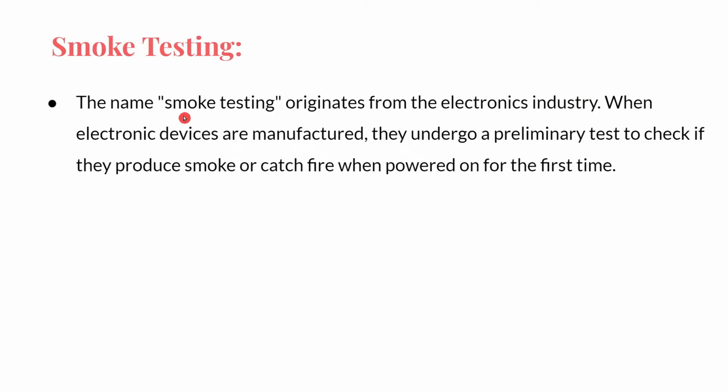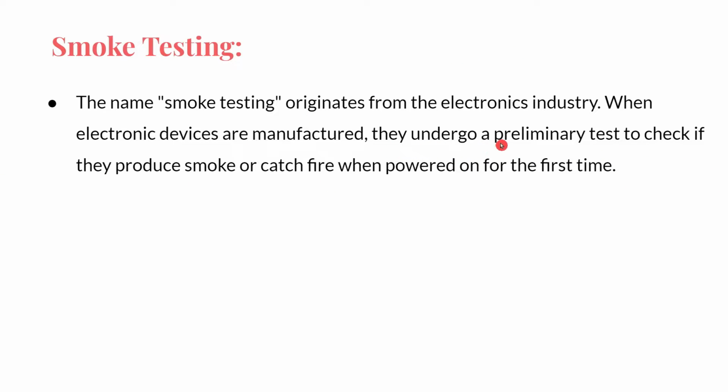Now let's move on to our next testing term called smoke testing. So what is smoke testing first of all? Let's understand. The name smoke testing originates from the electronics industry. When electronic devices are manufactured, they undergo a preliminary test. Let's say any electronic device, for example, a grinder, right? Let's say there is an electronic device called a grinder, which is manufactured. Now, how do you do a smoke testing? They go through a smoke testing.